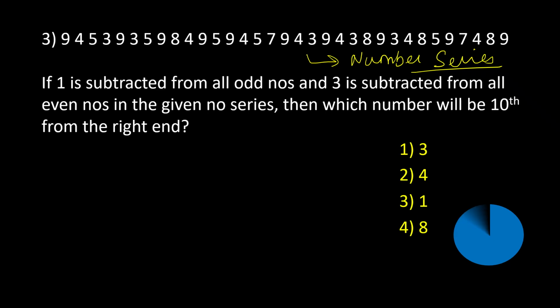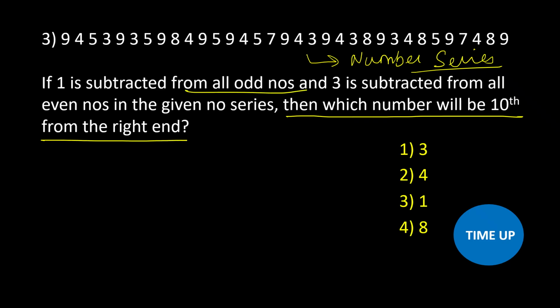So what approach will you use here in order to solve the question faster? How will you solve this? See, what they've said: which number will be 10th from the right hand? If you keep on subtracting 1 from all the odd numbers and 3 from all the even numbers, it will be a waste of time, students. So the best approach is to look at what the question has asked: 10th from the right hand.